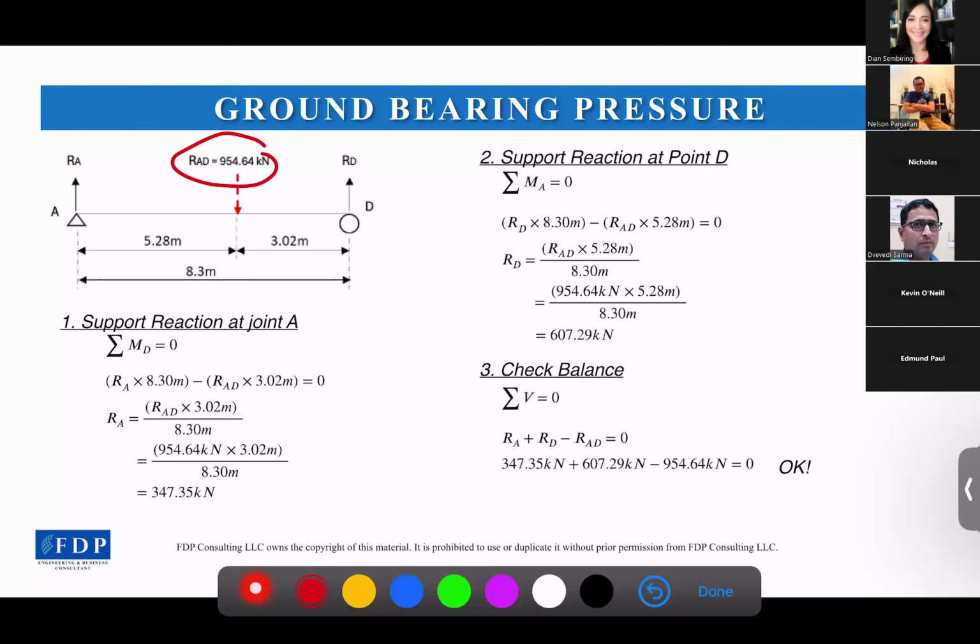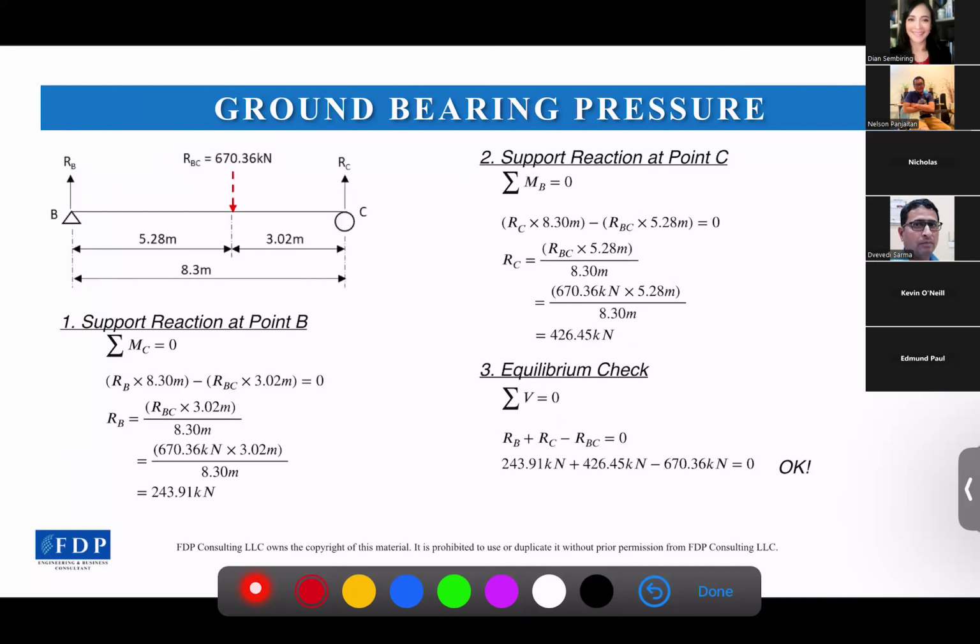We get 954.64 kilonewton. To calculate the reaction at A, use the total moment at D equals 0, and then we get the reaction at A is 347.35 kilonewton. For D, we use the total moment at A equals 0, then we get the reaction at D is 607.29 kilonewton, and then we check the balance or equilibrium, like that.